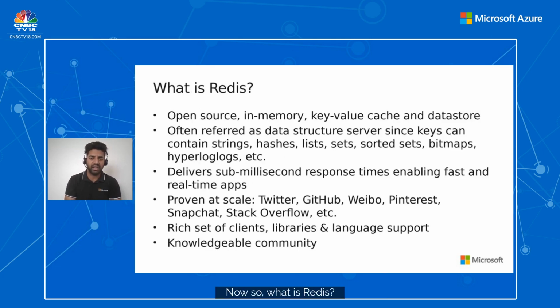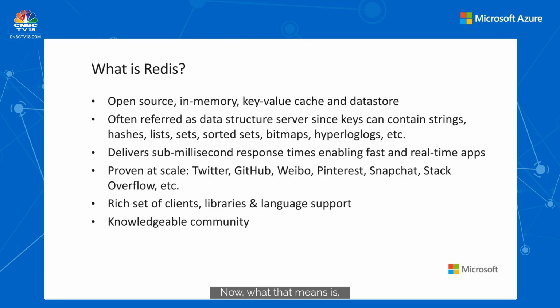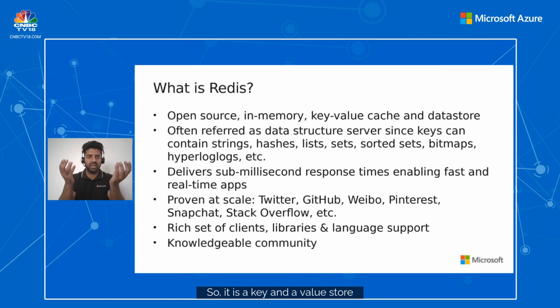So what is Redis? We talked about what a cache is, but what is Redis? Redis is an open source in-memory key value data store. What that means is it is a memory that stores a key and a value, right? So it is a key and value store where you store a lot of these key and value pairs in memory, and when you query that particular memory, that is the Redis, it serves you a key and a value pair.